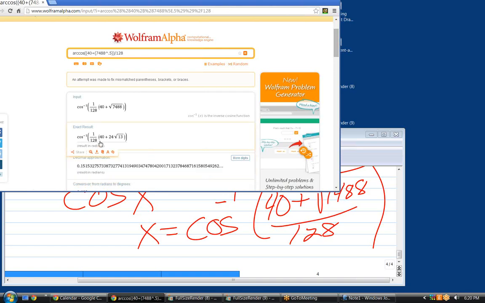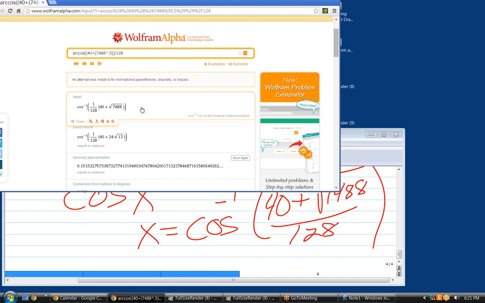Which mode are you in? Are you in radian or degree? Result in radians. So I'm in radians here. Shouldn't I be in degrees? Well, yeah, unfortunately with my free version of Wolfram Alpha, I'm not sure how to change it to degrees. But if you can do this in your calculator, you can put your mode into degrees and come up with this.